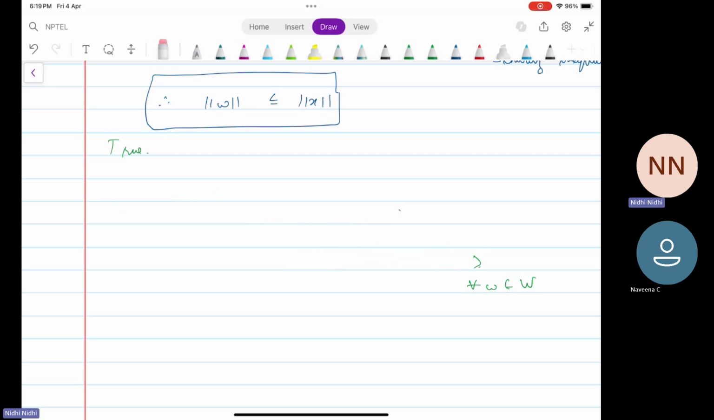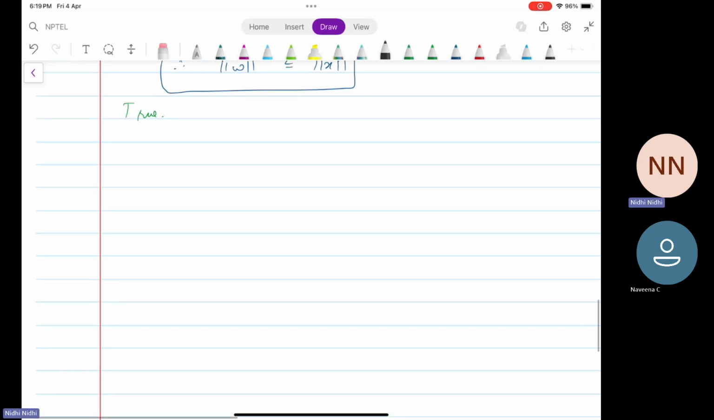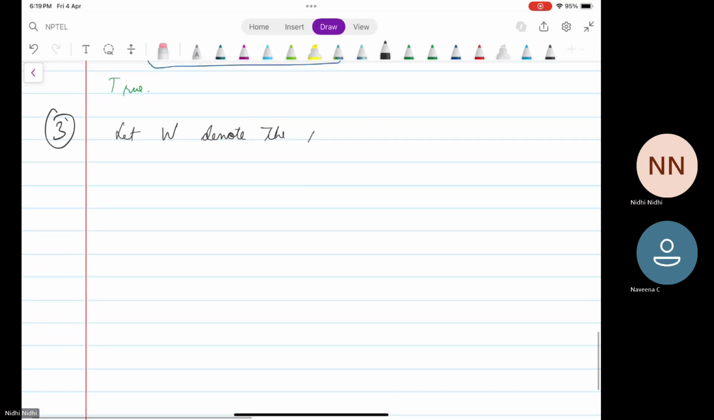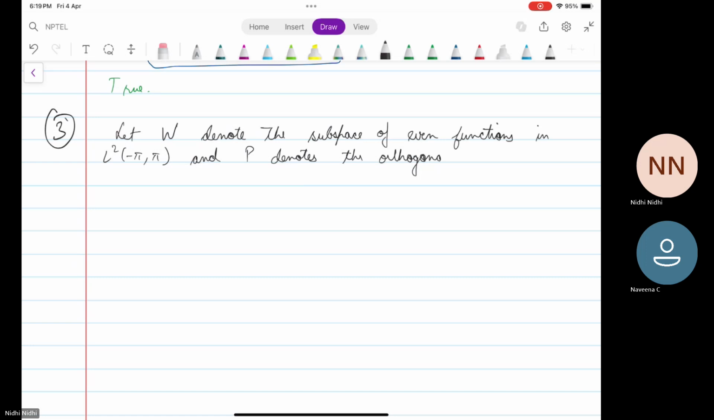So using this characterization, we'll be solving the next problem. Let's see question number 3. Let W denote the subspace of all even functions in L2 minus pi to pi, and P denotes the orthogonal projection of L2 onto W.